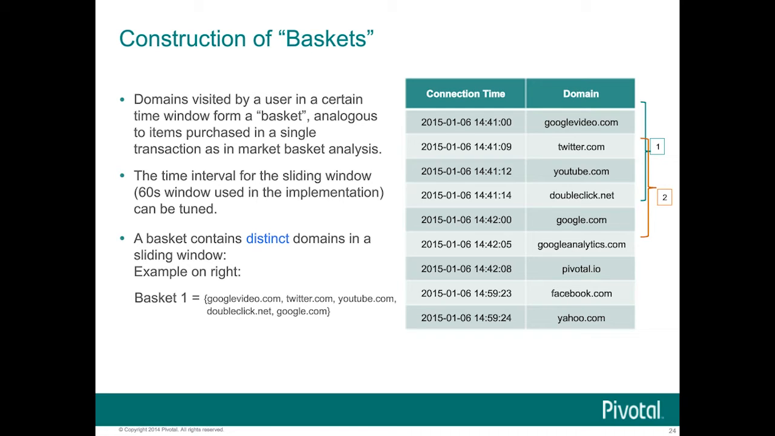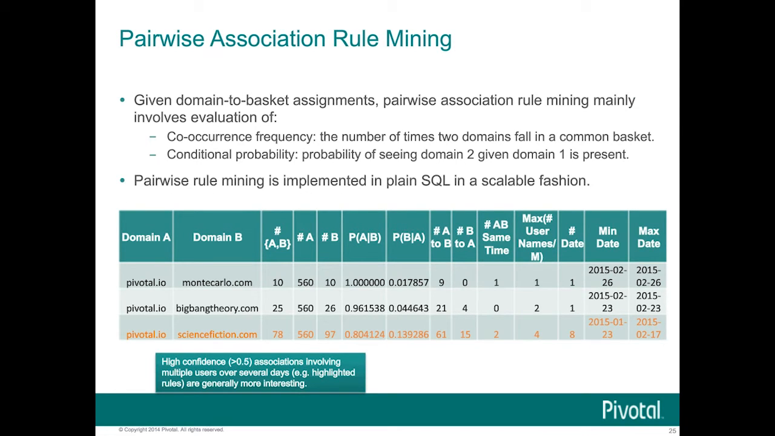So what we have done so far is map the given data into a set of baskets, where a basket contains a set of domains. Once we have converted this data from a table format to the basket assignments, the next step is to find the pairwise association rules among these domains. The first statistic is the co-occurrence frequency, that is, the number of times two domains fall in a common basket. That will give you the count of how many times these two domains co-occur with each other.